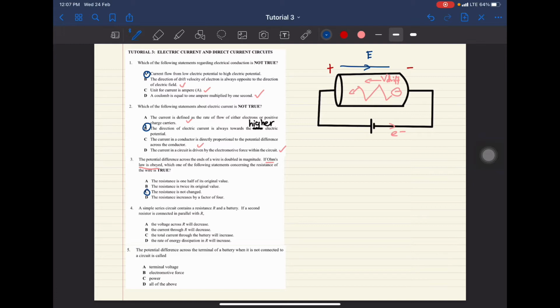If you still remember, the factors that affect the resistance would be temperature, the cross-sectional area A, the length L, and the resistivity rho. These are the quantities that change the value of resistance.